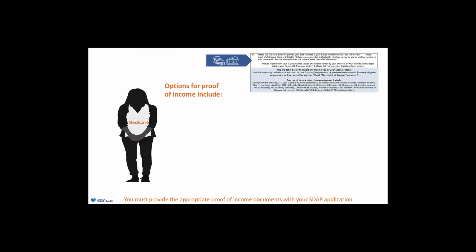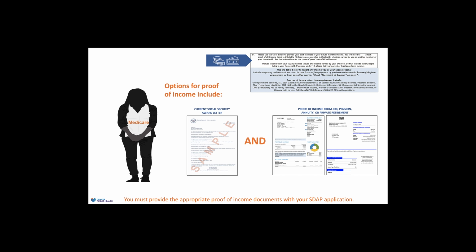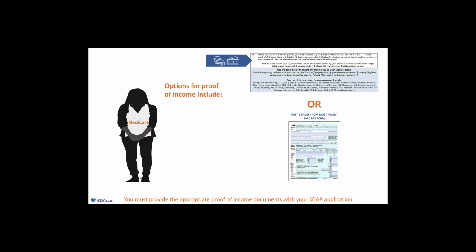If you are receiving Medicare, please bring your current Social Security award letter and proof of any other income from a job, pension, annuity, or private retirement, or if you filed taxes, a copy of the first 2 pages of the 1040 tax form from the IRS from the most recent year.